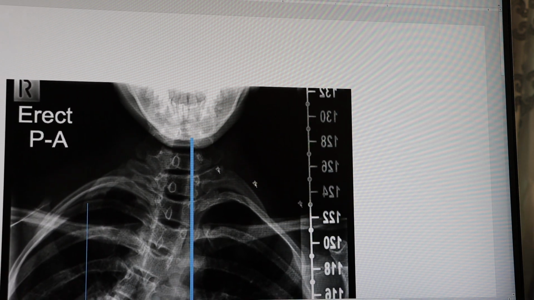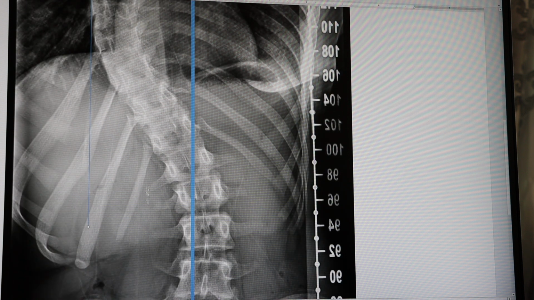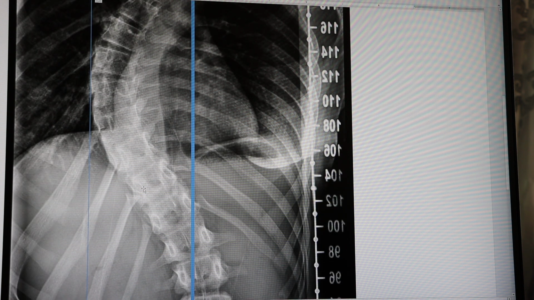So based on our identification, the apical vertebra is, so this is T12, T11, T10, T9, T8. So this is the apical vertebra. Again, it's a T8. So T8 is the apical vertebra.